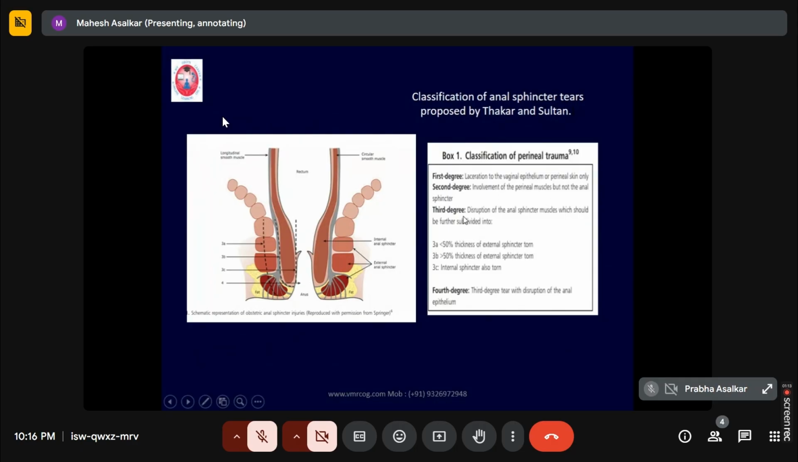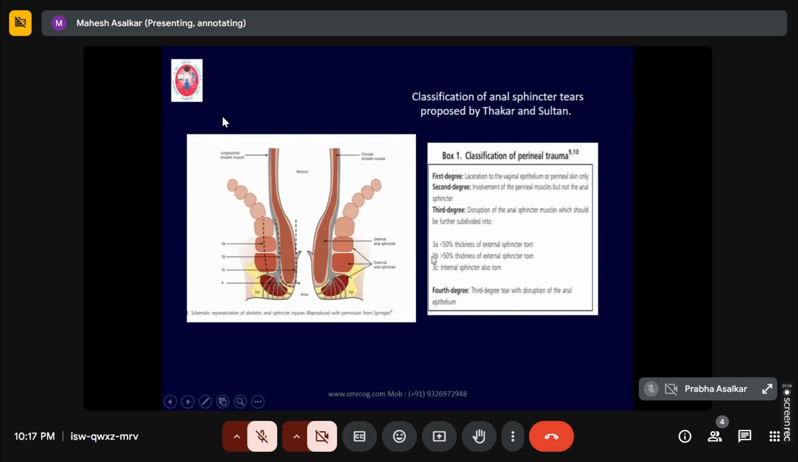In the third degree, there will be disruption of the anal sphincter muscles, which should be further divided into 3A, 3B, and 3C. And here are the SBA questions. Okay, they will give that the anal sphincter is injured up to 50%. There is the damage of the anal sphincter, 50% damage. Where will you include? Okay, external anal sphincter is 50% damage. So you have to include it into 3B, because here they have not given equal to, whether equal to is here or whether equal to is here.